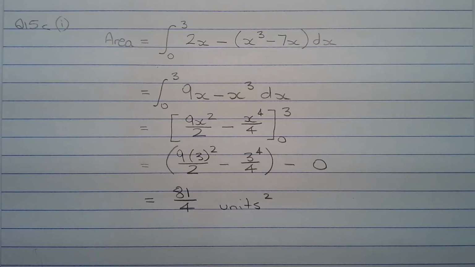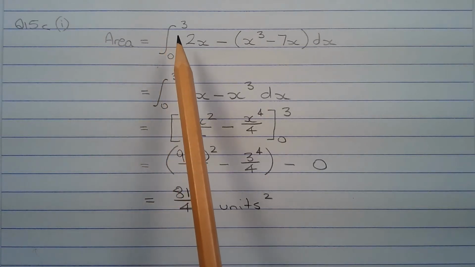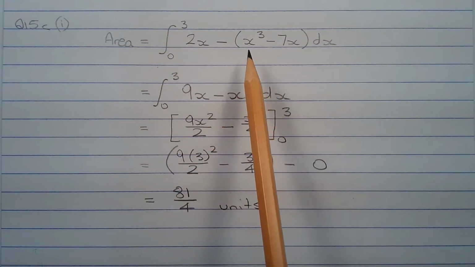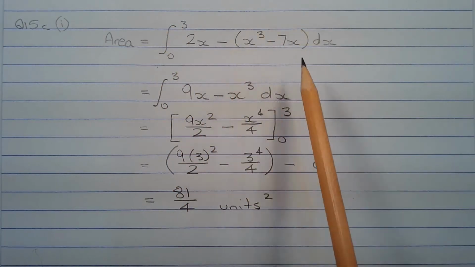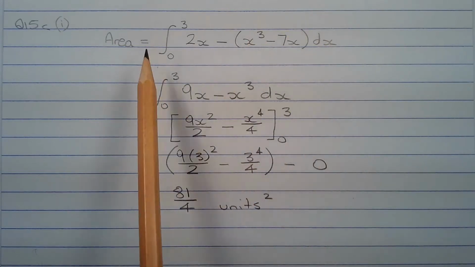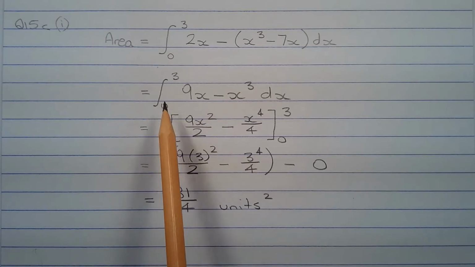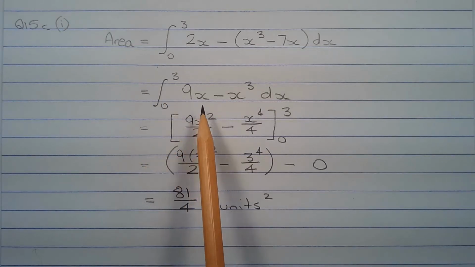The line y equals 2x is higher than the curve y equals x cubed minus 7x between x equals 0 and x equals 3. Hence, the area is the integral from x equals 0 to x equals 3 of 2x minus (x cubed minus 7x) dx. Expanding the brackets and collecting like terms, that equals the integral from x equals 0 to x equals 3 of 9x minus x cubed dx.